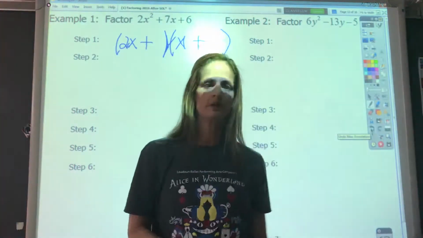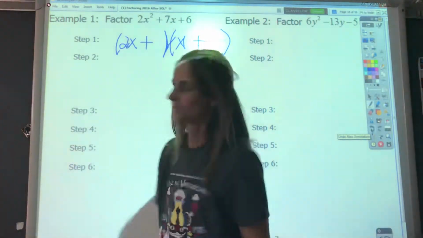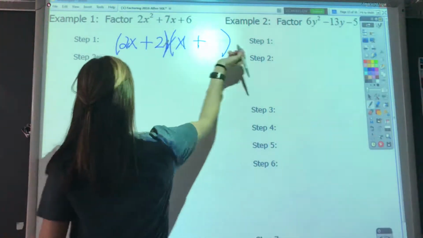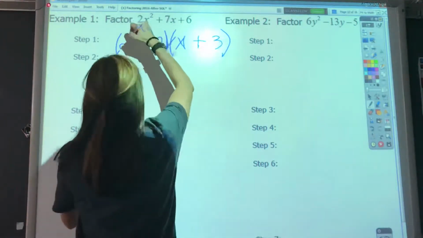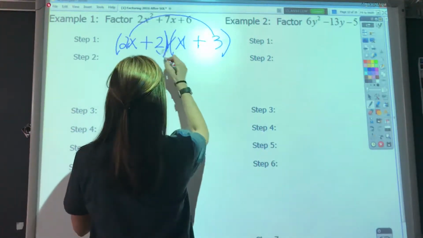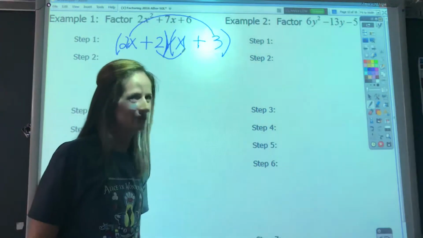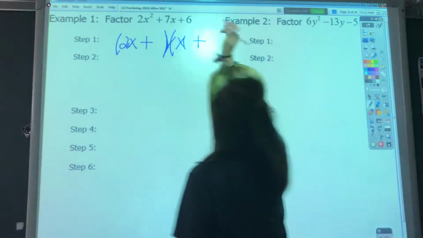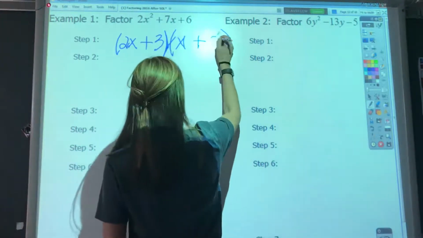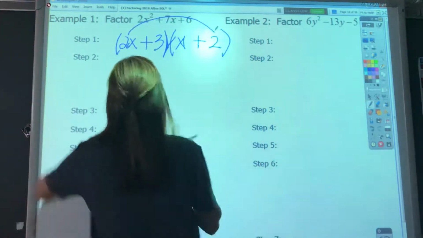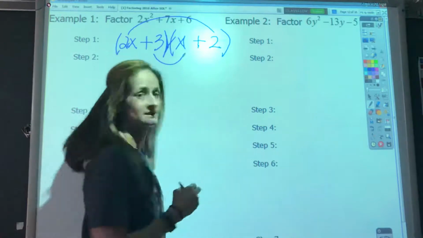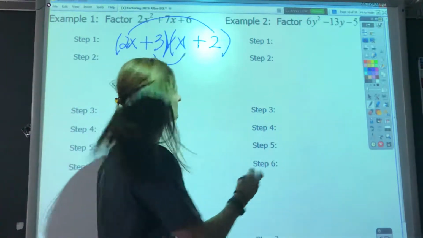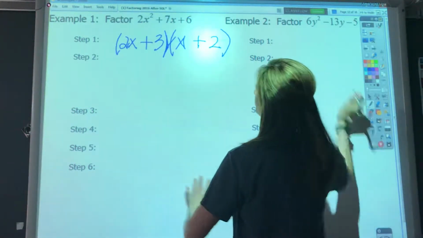Let's try 2 and 3, but I don't know where they go, so I'm going to guess. 6x plus 2x, still not 7. 4x plus 3x, 7x, yay! So here's how you would check it, foiling.